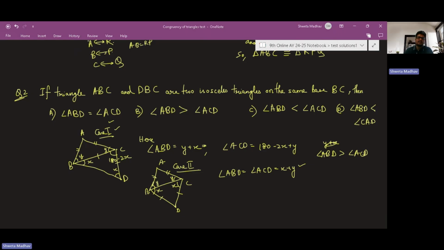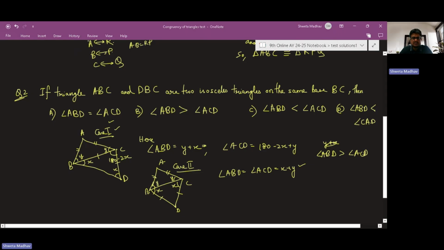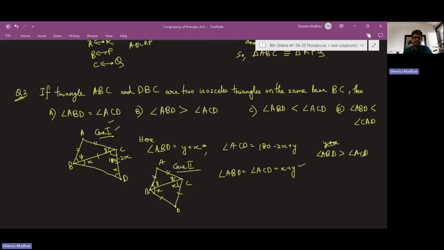So it means that the options are not correct. Here all the options A, B, C, D, anything is possible. Suppose here ABD, that is X plus Y, can be less than CAD also. CAD is this one.